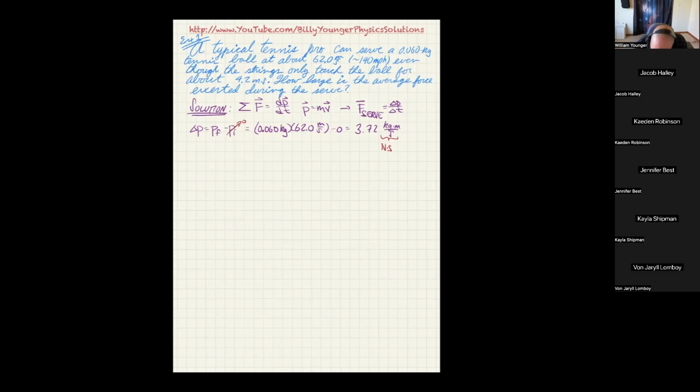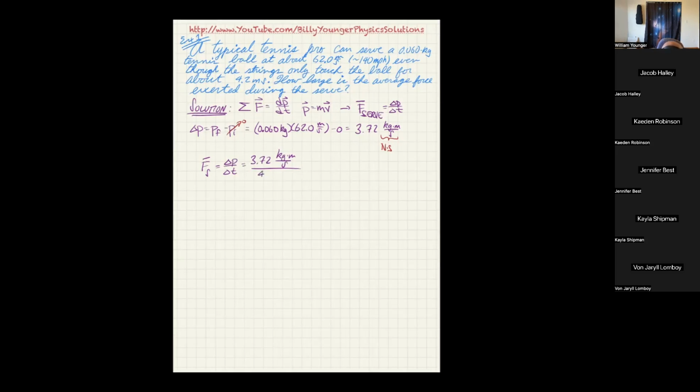So now that we have that, I need to take into account the time. According to this, the ball is in contact with the string for a mere 4.2 milliseconds. So the average force of the serve would equal delta P over delta T. And the delta P we already found was 3.72 kilograms meters per second, which I could have written as a Newton second. When you divide it by a certain number of seconds, it just comes out in Newtons. That's another reason why I brought it up to you.